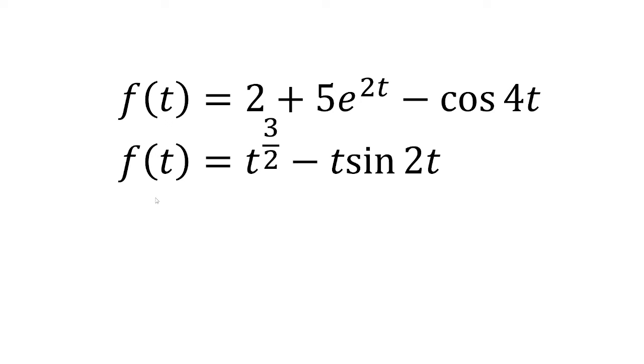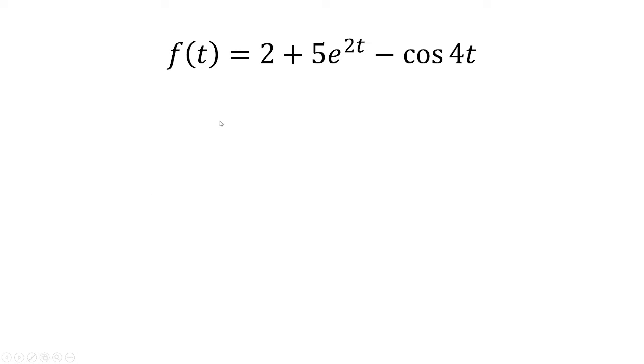Let's find the Laplace transforms of these two functions using the tables. The first function is f of t equals 2 plus 5 times e to the 2t minus cosine 4t.